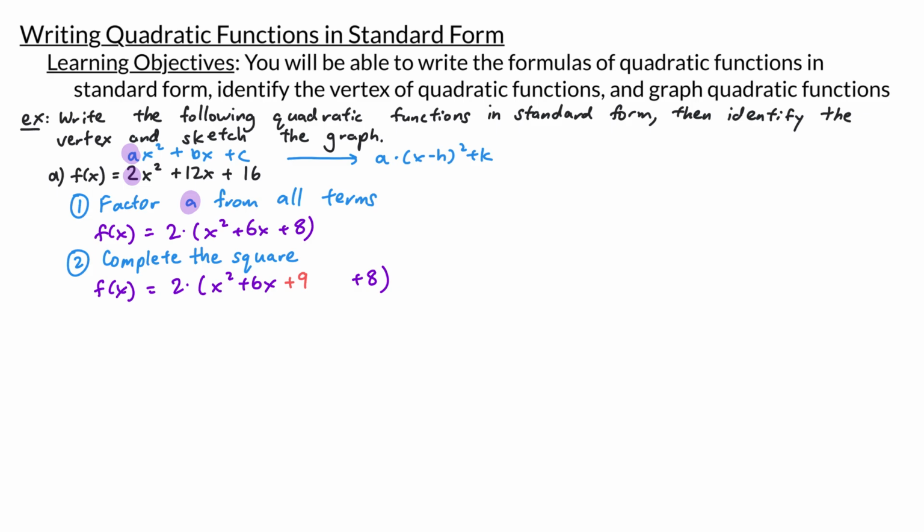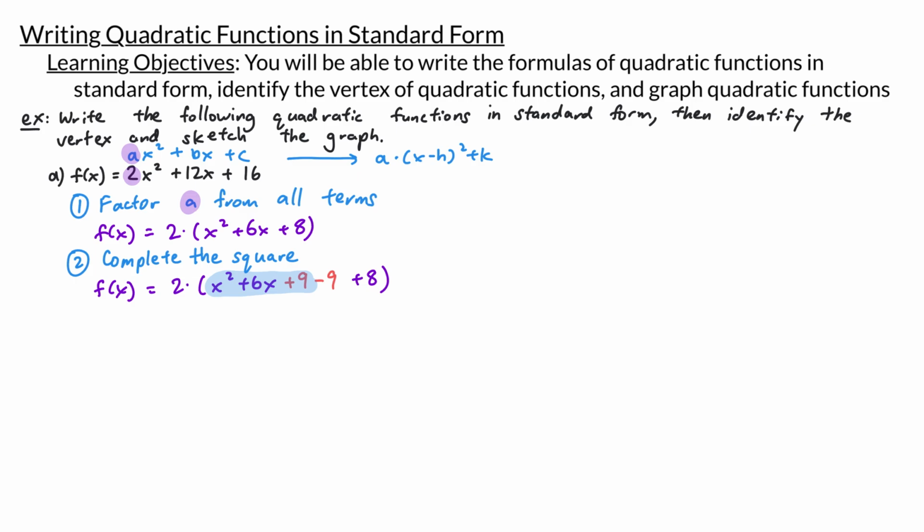Now, there's one thing we have to be careful about. We can't just add 9 to our function because that will change our function. So whatever we do, we need to balance things out so we don't actually change our function. So if I add 9 to this, at the same time, I need to also subtract 9. The operations of adding 9 and subtracting 9 will cancel out, so I haven't changed my function at all. But by adding 9, it'll allow me to factor the x squared plus 6x plus 9 as a square.